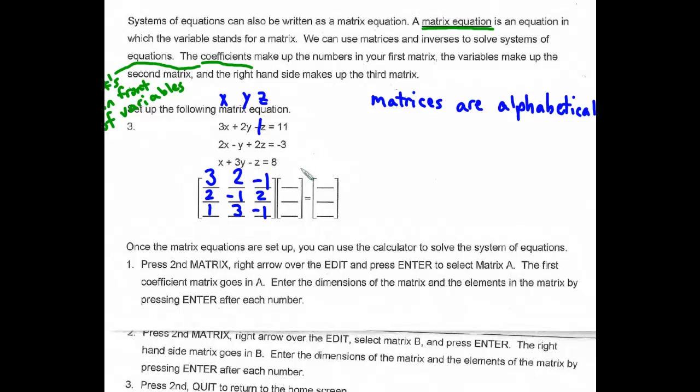The second matrix holds the variables x, y, and z. The first coefficient that we put in was an x, so the first variable should be an x. And then the last matrix is the right-hand side, 11, -3, and 8. Once the matrix is all set up, you can use the calculator to solve the system of equations. So this will be matrix A, and this will be matrix B.